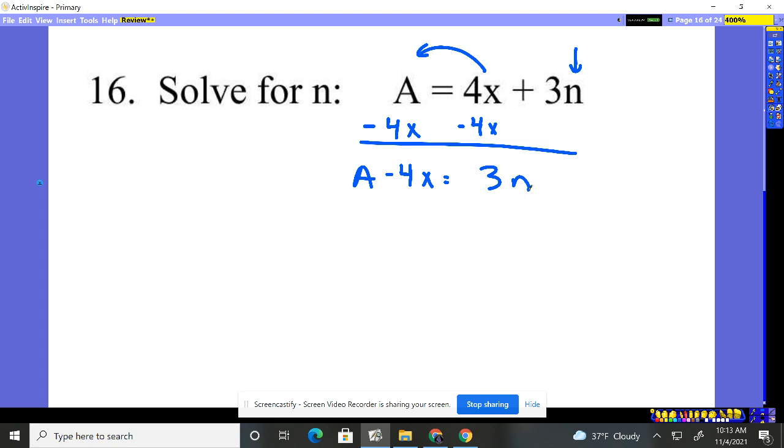Now I've got to get n by itself. So how do I get rid of multiplying by 3? I divide by 3, both sides, and there's your answer. A minus 4x, divided by 3.